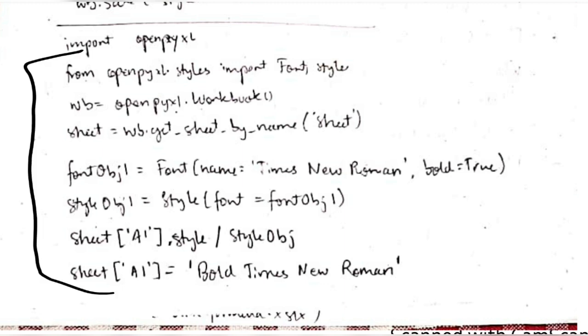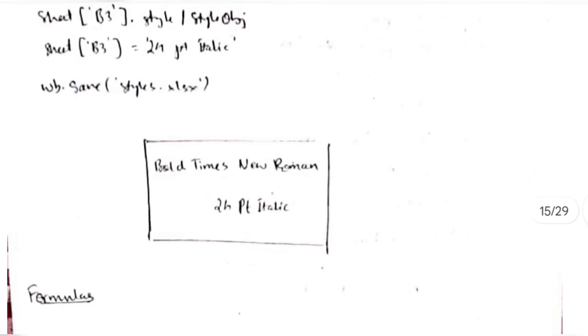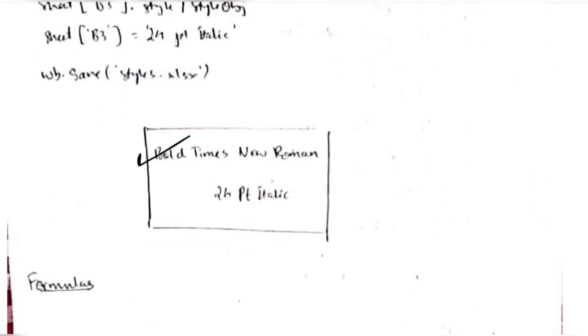The other options like bold also, and after executing this code the output will be as follows. You will have one text here with bold text, and second is italic.